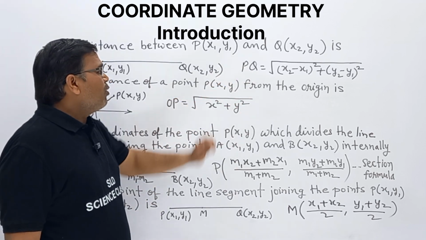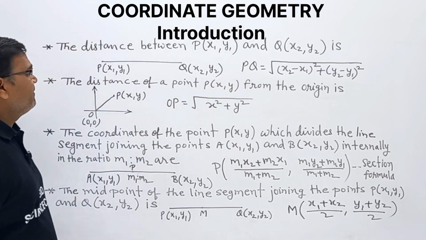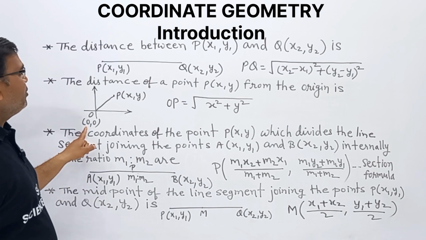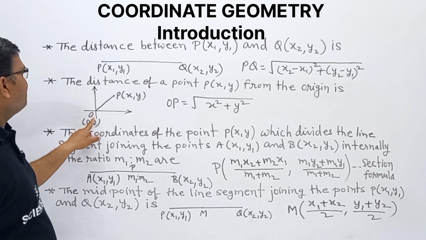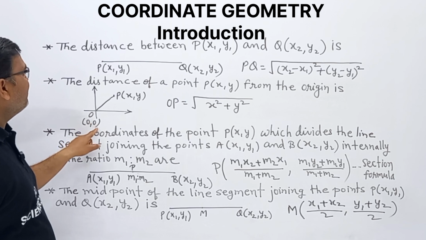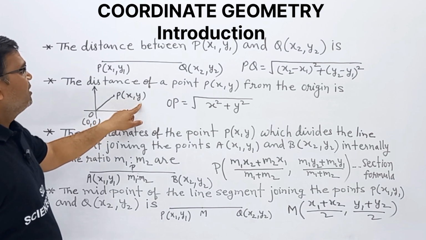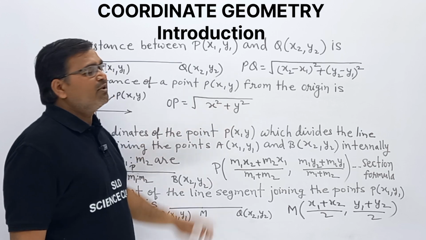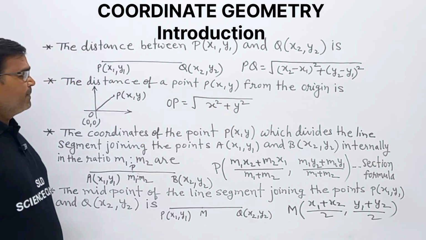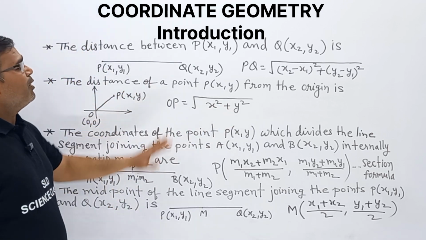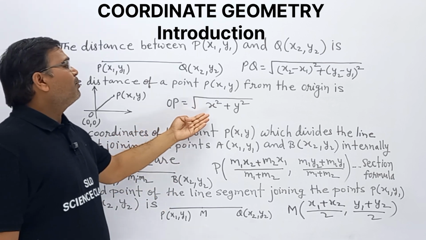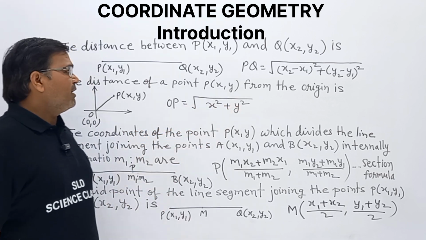In the distance formula, we take O as (x1, y1) and this one as (x2, y2). Then we get the square root of x square plus y square. Clear? So the distance of a point from the origin will be the square root of x square plus y square.